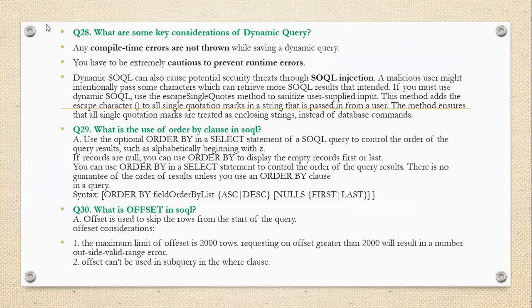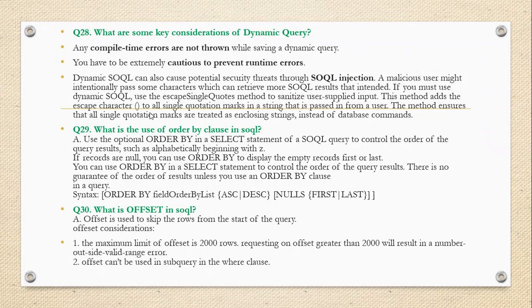Next question: what are some key considerations of dynamic SQL? Compile-time errors are not thrown while saving the dynamic query, so you have to be extremely accurate to prevent runtime errors. Dynamic SQL can also expose queries to SQL injection, where malicious users might intentionally pass characters which can be interpreted as SQL. To prevent this, use escapeSingleQuotes and methods that sanitize the user's input.